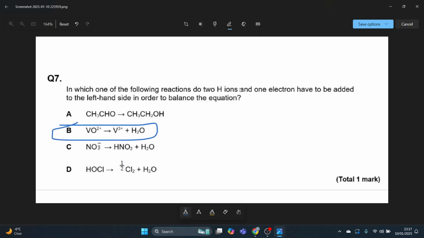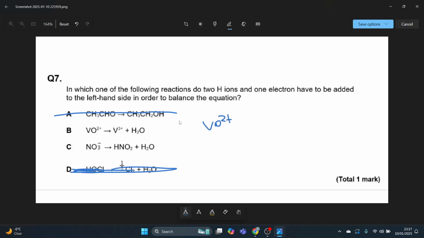Because if I add 2 H+ and 1 electron to the left hand side on any of these A, C, and D, I'll have 2 H+ plus an electron. So I'll have a +1 charge on the left hand side, and I'll have a 0 here. Okay, so it's not going to be A, it's not going to be D. However, I forgot about C. Could it be C? Let's have a look. So now I'm actually going to do a bit of concentration.